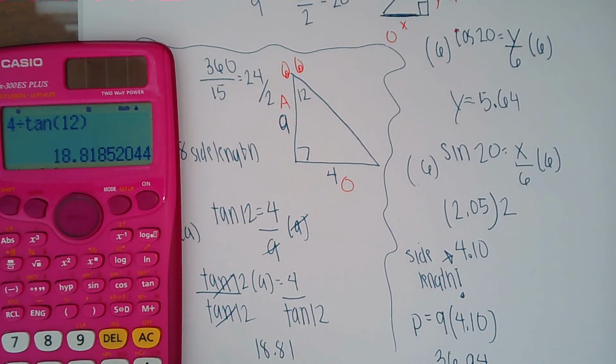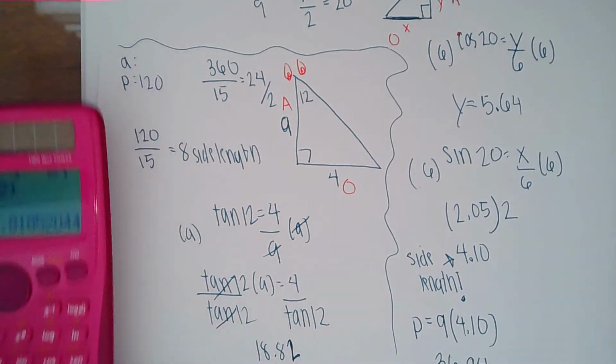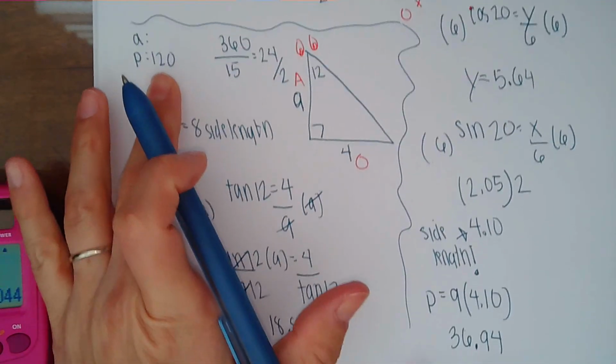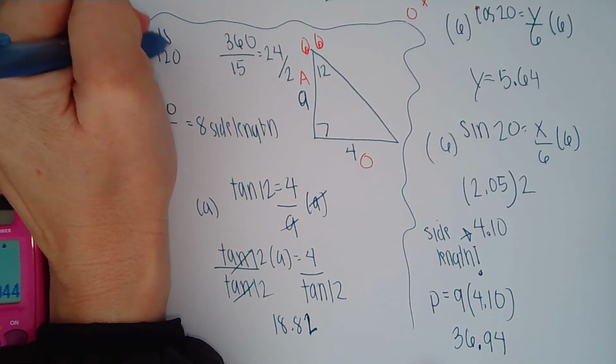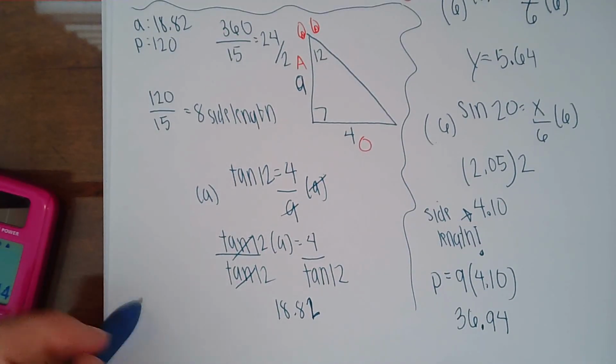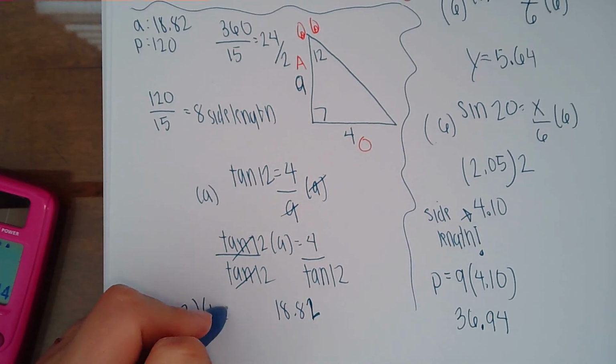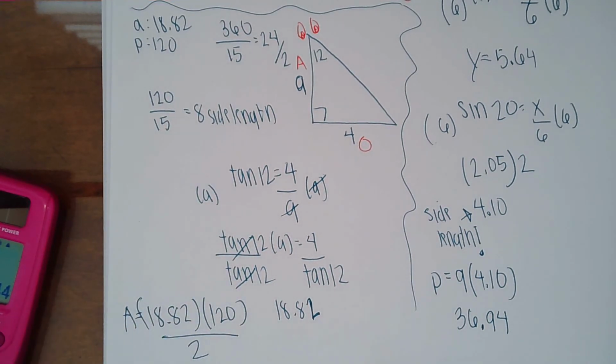18.81. That's my apothem. Or actually, we would probably round, so 18.82. So now I know my perimeter. I know my apothem is 18.82, and I can find my area. So area equals 18.82 times 120, all divided by 2.